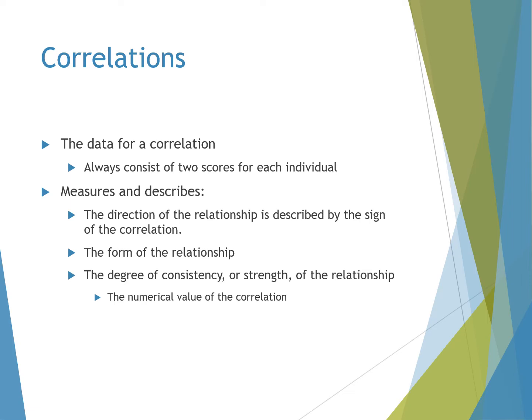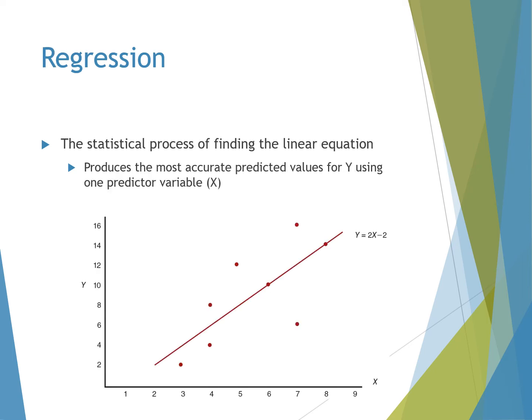We can also get information about the form of relationships. Most commonly we use a Pearson correlation, which measures linear relationships. Non-linear relationships are a little bit harder to measure. We can also look at the strength of the relationship. So this is the numerical value, regardless of the sign. The sign tells us the direction. The number tells us the strength.